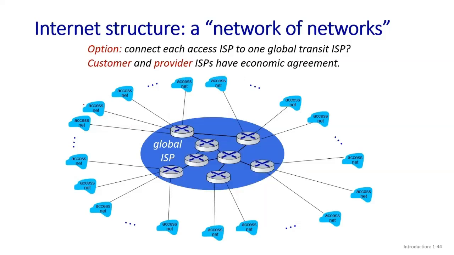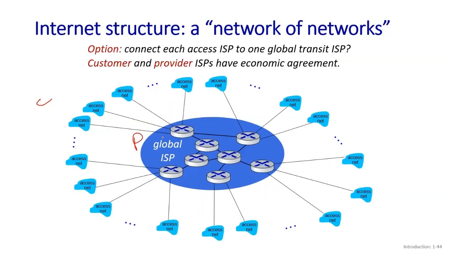So in this case, we have this access network. This access network, like all of these access networks, they are acting as customers. Let's denote it with C. So this global ISP is acting as a provider. These customer access networks pay for the services they receive from these global ISPs, the companies which are operating these global ISPs.